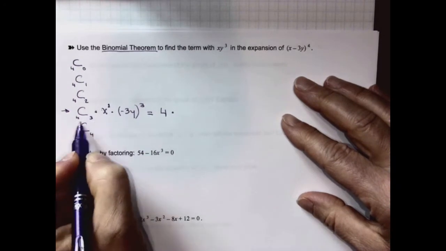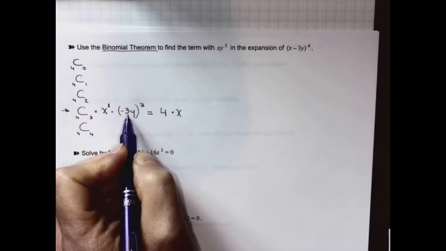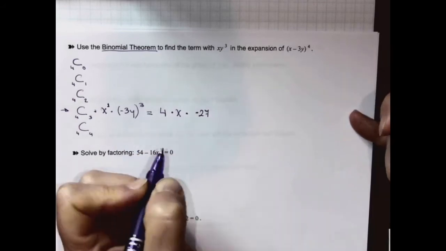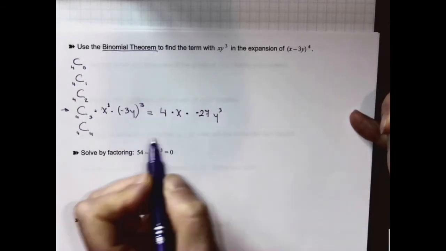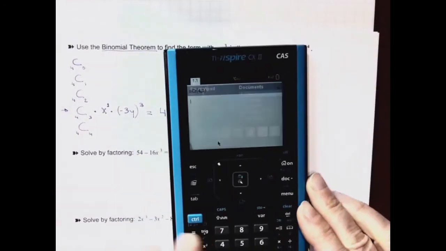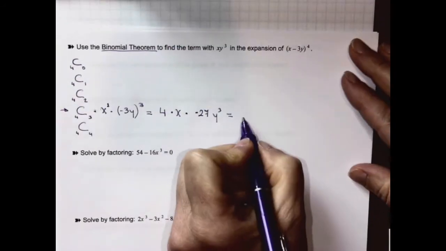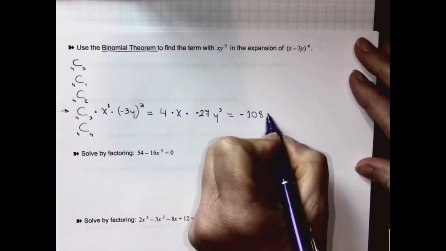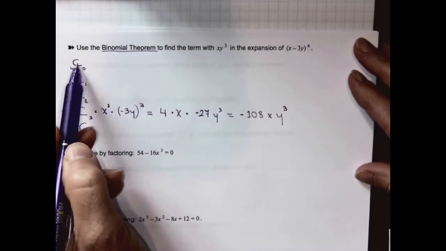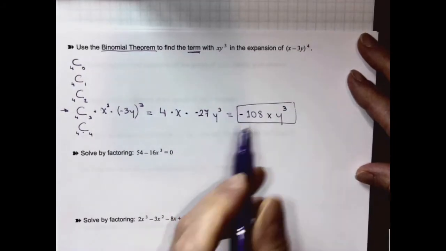4 times, so that's just the number given by this combination. And then it's an x to the first power. And what is negative 3 cubed? Well, that would be negative 27 and then y cubed. So now to finish that, I would have to do 4 times negative 27, which is negative 108 x y cubed. So we used the binomial theorem, meaning we had the combination, to find the term. So we want the whole term right there. Okay.